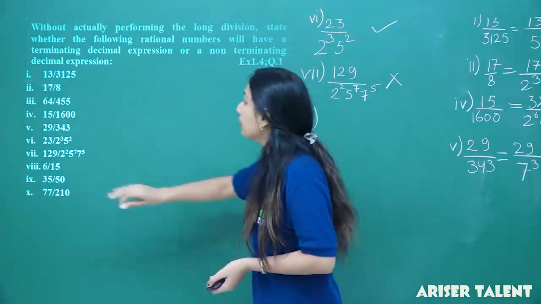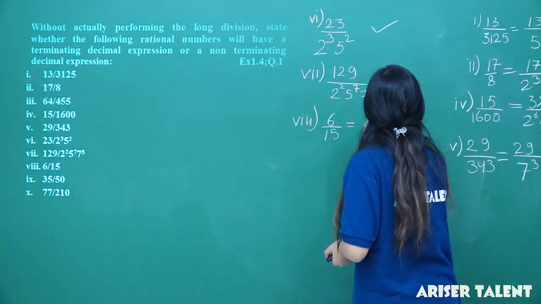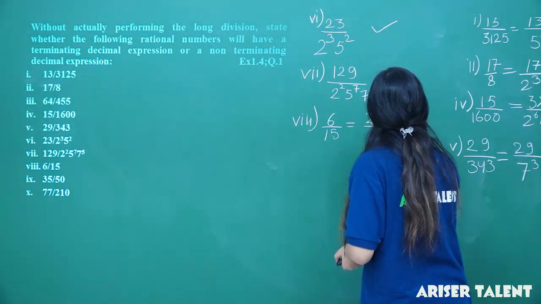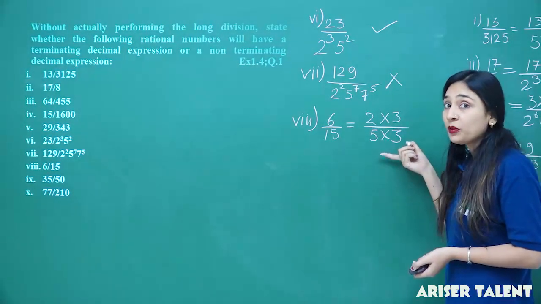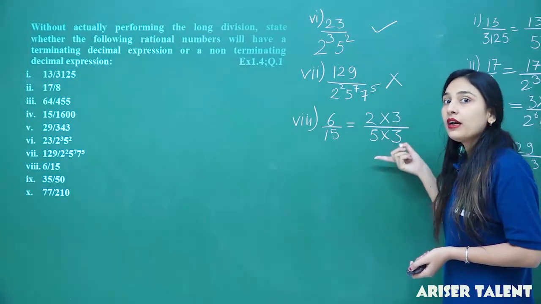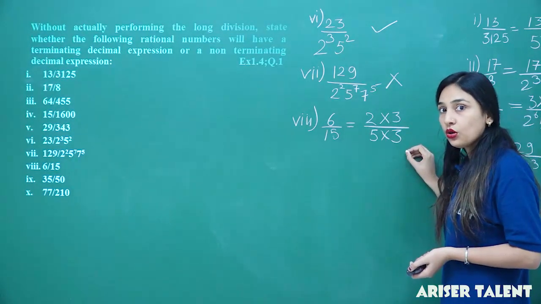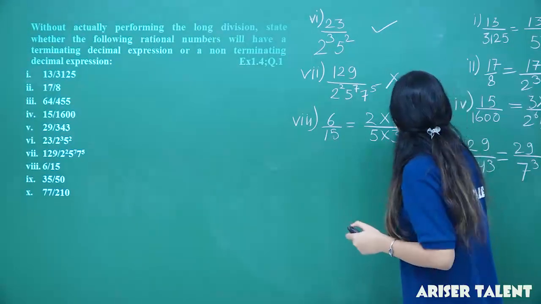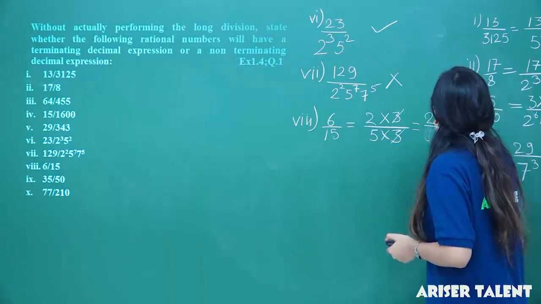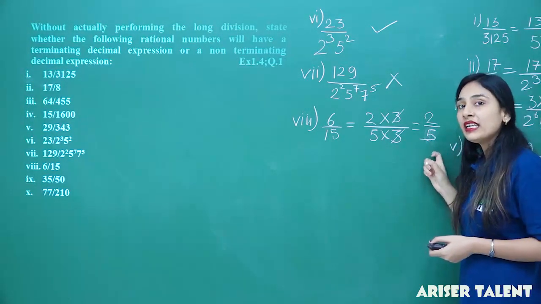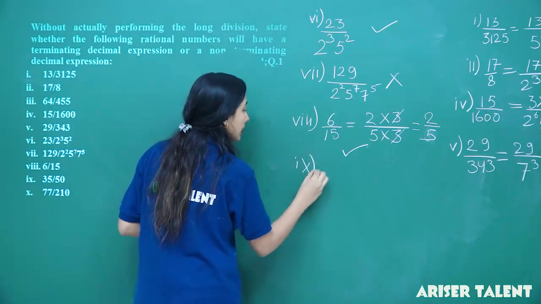Now moving forward, we have the 8th one, 6 by 15. How can we write? 2 multiplied by 3 and 5 multiplied by 3. Now look, I am having here the denominator not as 2 raised to power n and 5 raised to power m, but I am having this 3 common in numerator and denominator. So I will make them co-prime. So what will it become? 2 by 5. So again the denominator is in the required format. So it will terminate.